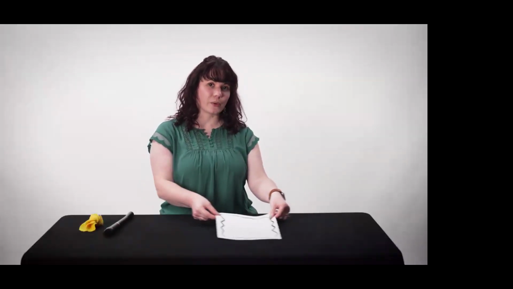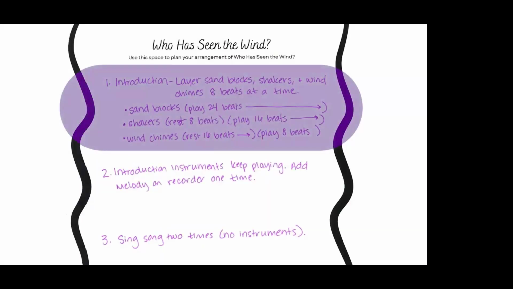Here's an example of an arrangement that I made. In my introduction, I layer sand blocks, shakers, and wind chimes in that order 8 beats at a time.